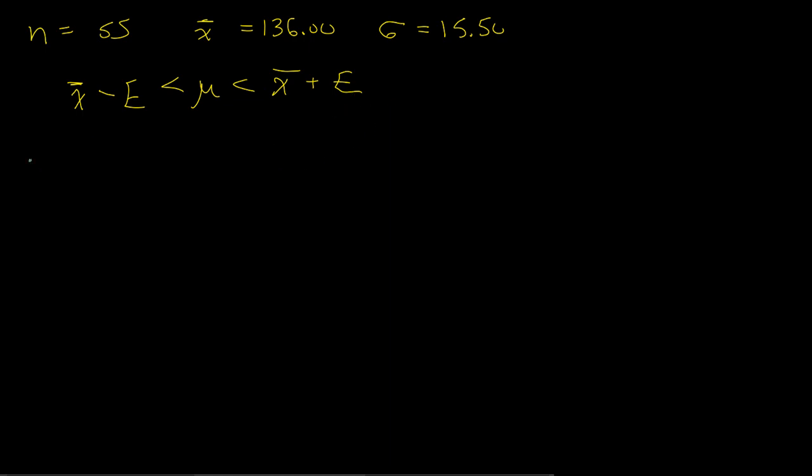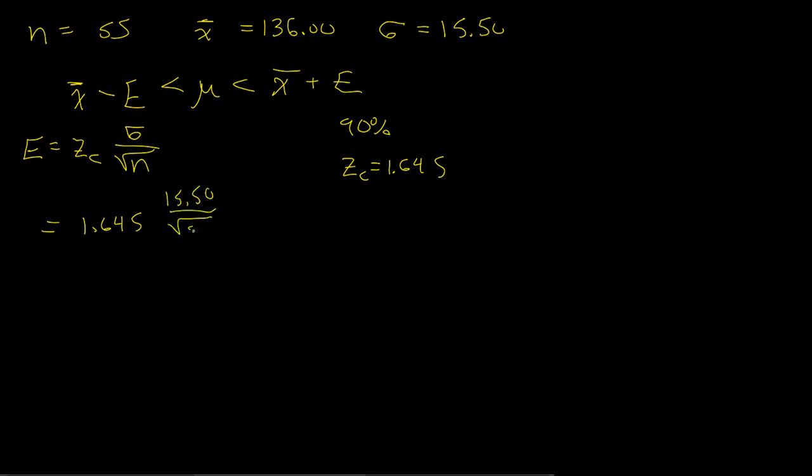And so the confidence interval that we want first is 90%. If we look up on page 299 of our textbook what the Z critical value is for 90%, we're going to find that it's 1.645. So Z critical is equal to 1.645. So we're going to take Z critical times the standard deviation divided by the square root of n. Or in this case, it's 1.645 times 15.50 over the square root of 55.